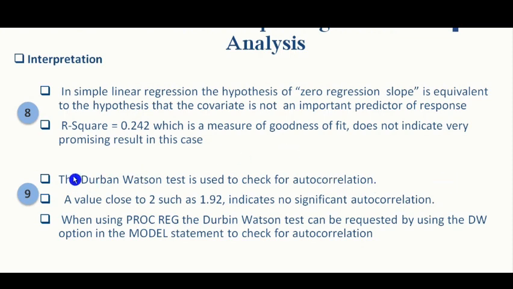The Durbin-Watson test is used to check for autocorrelation. A value close to 2, such as 1.92, indicates no significant autocorrelation. These are again some advanced topics, we are not going to worry about this here.